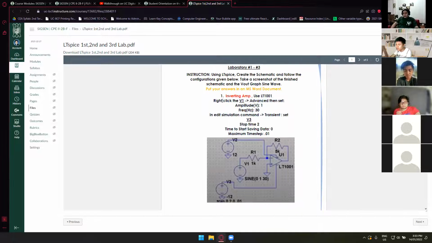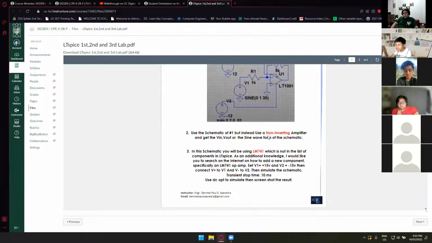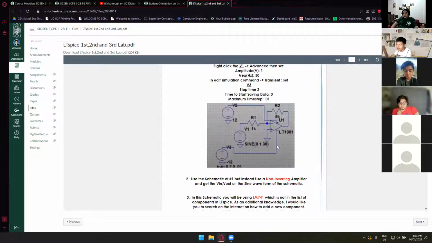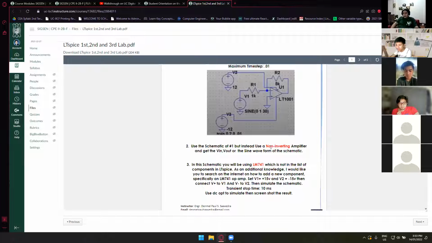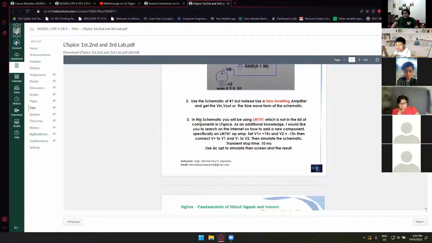And in number 2, from inverting, you're going to create a non-inverting amplifier with the same configuration, but right now it's now a non-inverting amplifier. Okay, so this is a separate schematic diagram, wherein also a separate measurement for V in, V out, and then its sine waveform of this schematic.